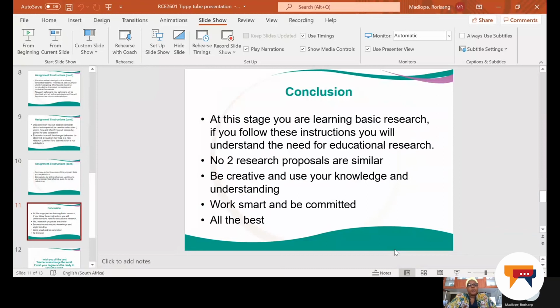When you work smart is when you try and use all the information that was presented to you and just follow the instructions. Definitely you will get your distinction from this module. You don't need to do much. It's just to follow the instructions as they are, believing that you have read and understood the research proposal concepts, and now it's time to put it on paper, and then you get your distinction. I wish you all the best.